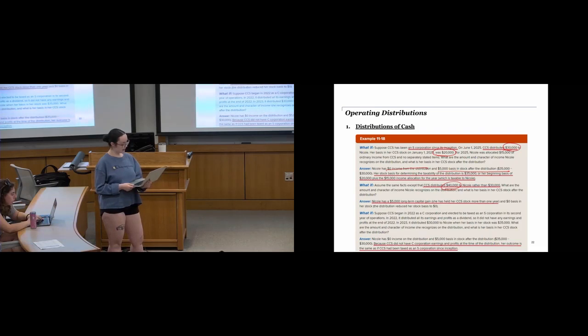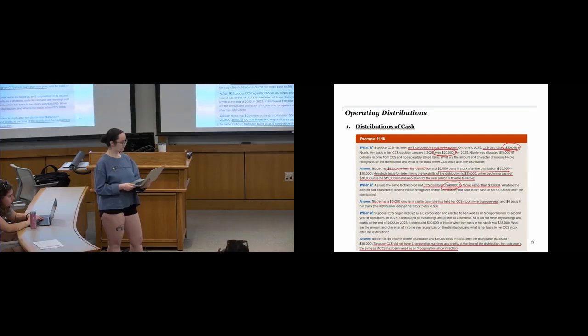Suppose CCS began 2022 as a C corporation and elected to be taxed as an S corporation in its second year of operation. In 2022, it distributed all of its earnings and profits as a dividend, so it did not have any earnings and profits at the end of 2022. In 2023, it distributed $30,000 to Nicole when her basis in her stock was $35,000. What are the amount and character of the income she recognized on the distribution and her basis in the stock? Nicole has no income on the distribution and a $5,000 basis in the stock after the distribution, the same $35,000 minus $30,000. Because CCS did not have C corporation earnings and profits at the time of the distribution, her outcome is the same as if CCS had been taxed as an S corporation since inception.